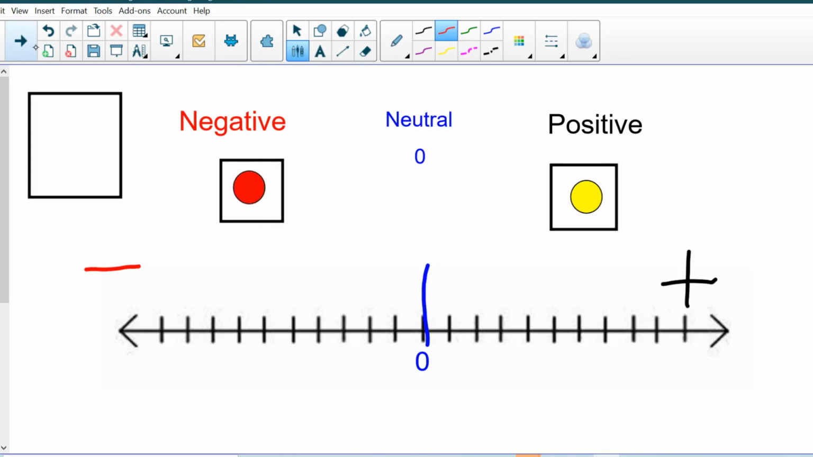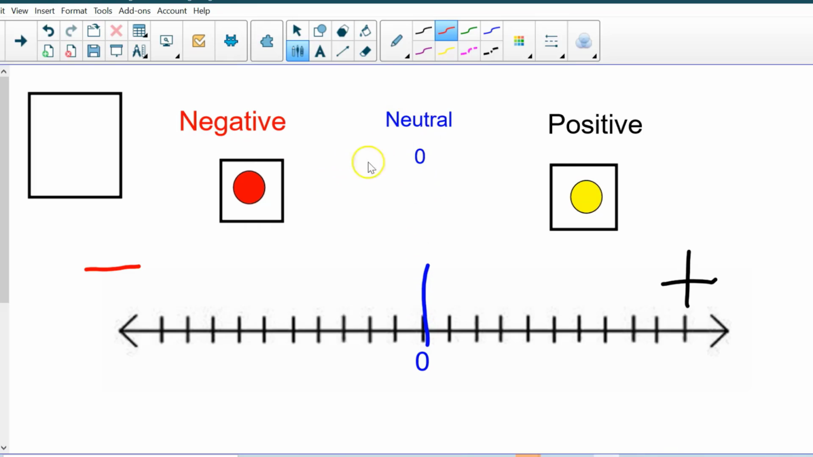So let's do some more. What we're going to do now is practice locating and identifying where the integers are on a number line, and how I can also represent them with our counters, because we will be using these as we move into adding and subtracting integers as well.